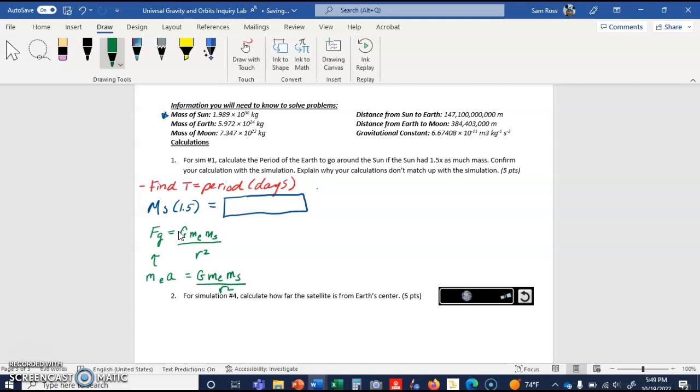Now, when I solve for acceleration, I divide both sides by mass of Earth, that's going to cancel out, and I end up with acceleration is equal to the gravitational constant, which is right here, times the mass of the sun, which we have here, over radius squared. So the radius is right here. And that gives us a number that we're going to use.